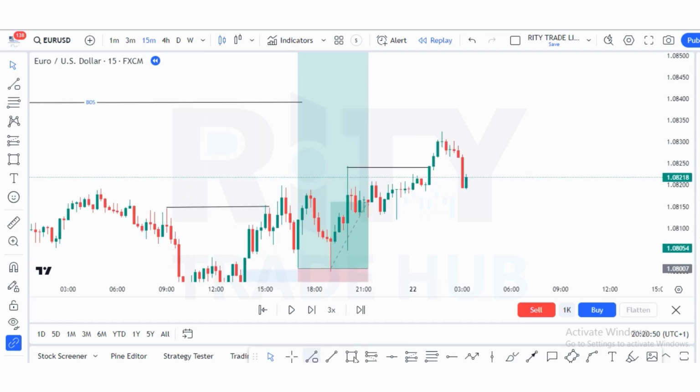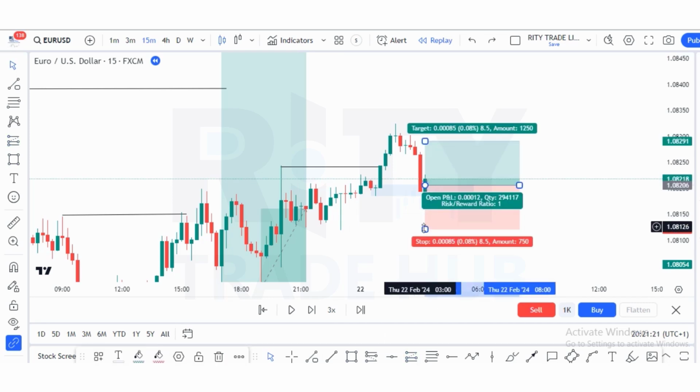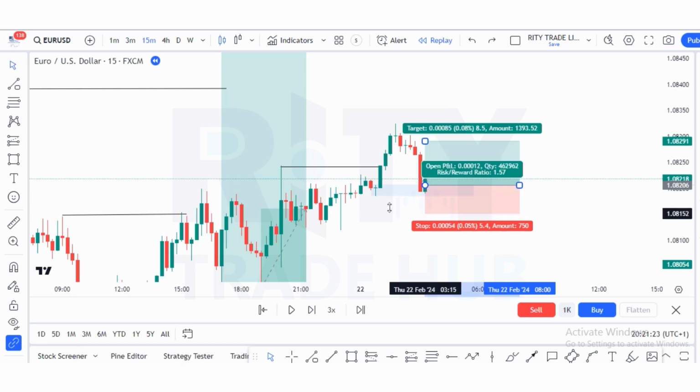So right here, guys, we can clearly see that we have a valid SCOB right here. I hope you can now identify a valid SCOB. So we have one here, and price is already reacting at this one. So I can go ahead and then add my position right here. And then as usual, my stop loss level is going to be below our SCOB zone right here.